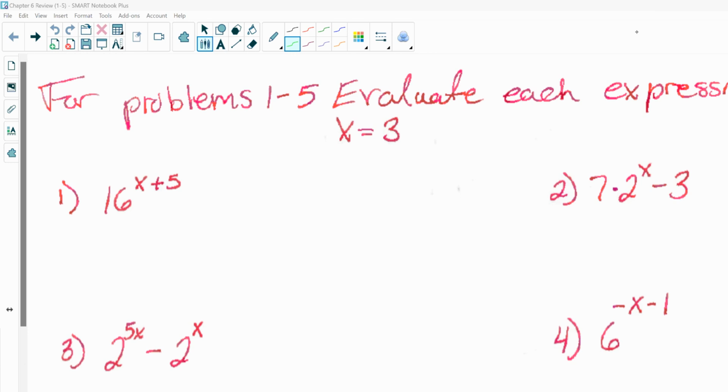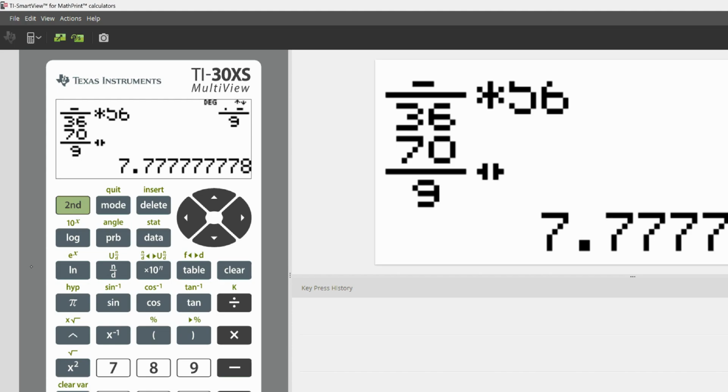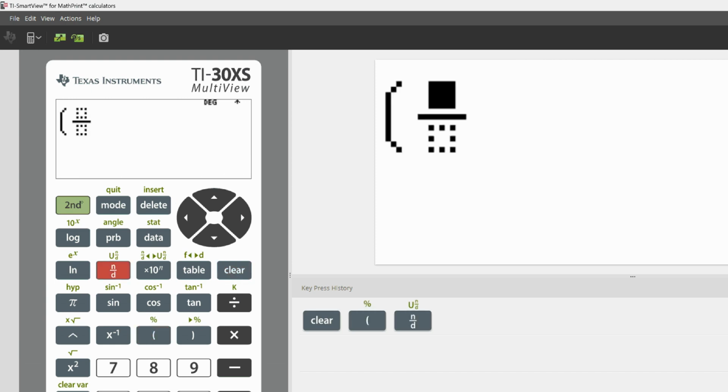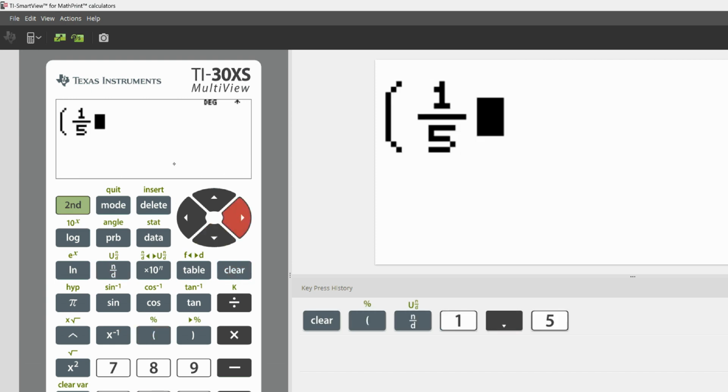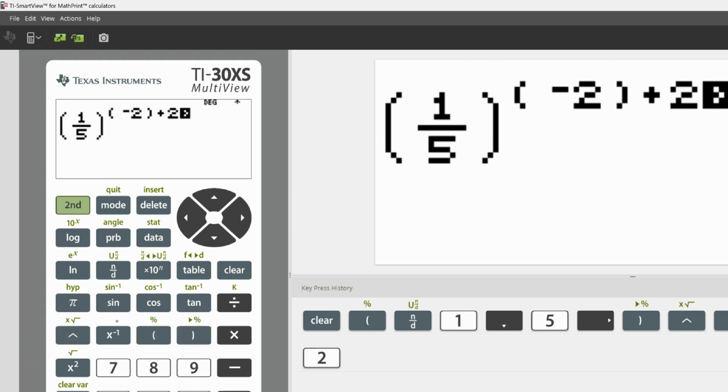Is there one of these in particular that y'all want to look at? Number 5. (1/5) to the x plus 2. Whenever you're typing them in, I would type them in exactly as you see it. I'm going to use the 30XS here, so we can say parentheses 1/5 to the x plus 2.